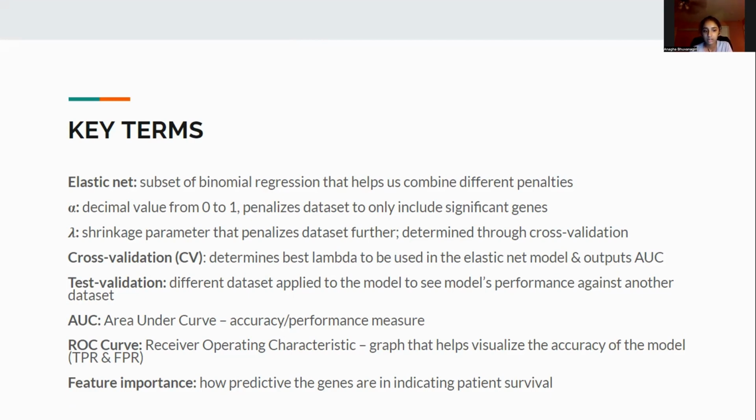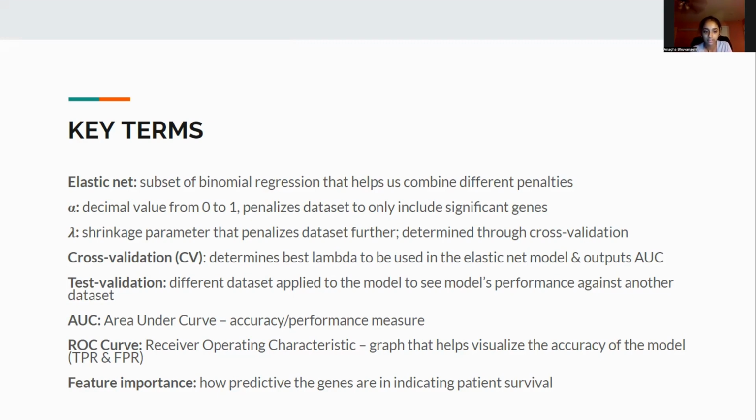The AUC is the area under the curve. Basically, it's just an accuracy and performance measure that shows us how accurate our model is in predicting patient survival. The ROC curve, or the receiver operating characteristic curve, is a graph that helps us visualize the accuracy of our model using the TPR and the FPR. The TPR is the true positive rate, which basically tells us how accurately our model can determine patient survival, and FPR is the false positive rate, which tells us how inaccurately our model determines patient survival.